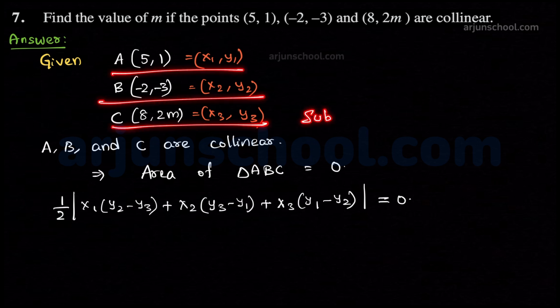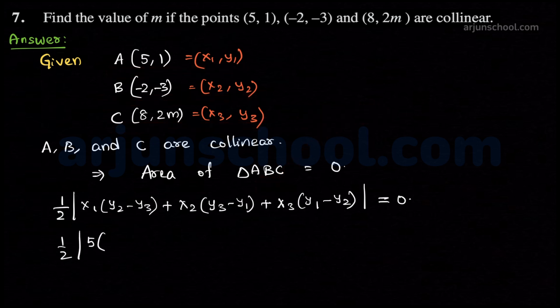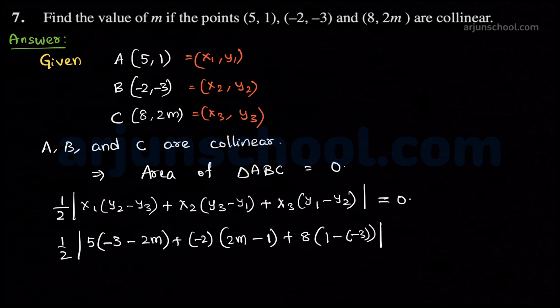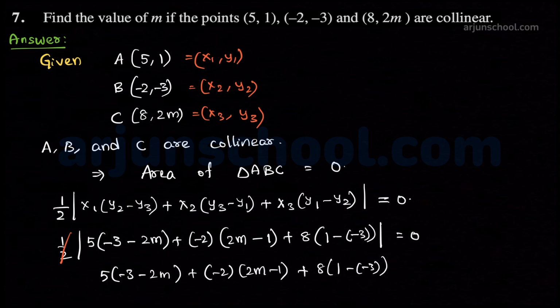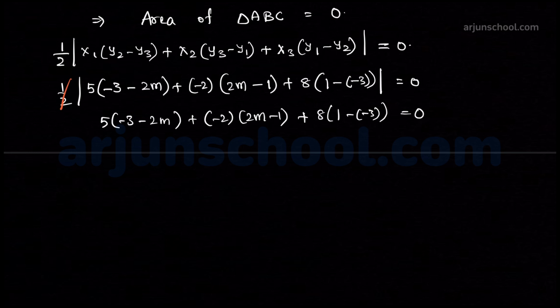Now let us substitute points A, B, and C in the area formula. 1 by 2 modulus of x1 is 5, y2 is -3, minus y3 is 2m, plus x2 is -2, y3 is 2m, y1 is 1, x3 is 8, y1 is 1, y2 is -3, equal to 0. That implies 5(-3 - 2m) + (-2)(2m - 1) + 8(1 - (-3)) is equal to 0.